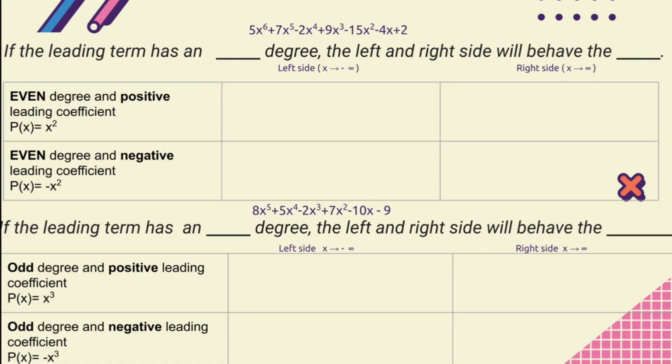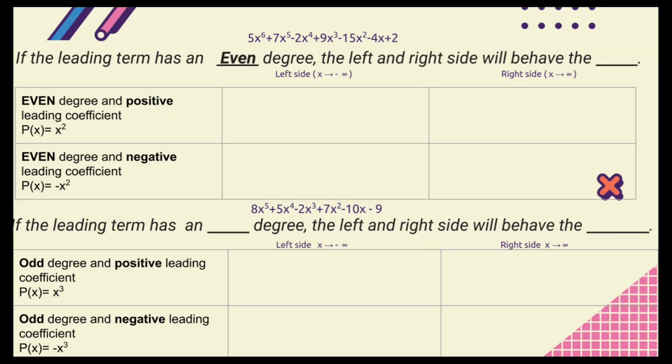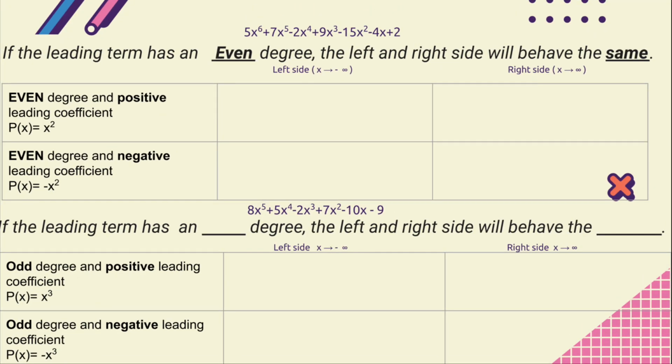If the leading term has an blank degree, the left and right side will behave blank. We know that when it's an even degree, both sides are going to behave the same. And with this example we have at the top, we see the leading term is 5x to the power of 6. The leading degree is 6 and it's an even degree, so the left and right side will behave the same.